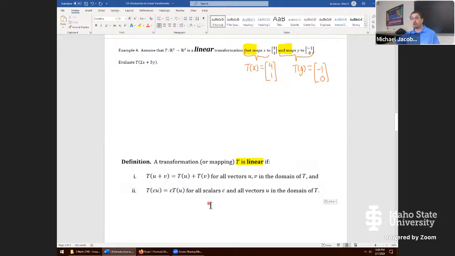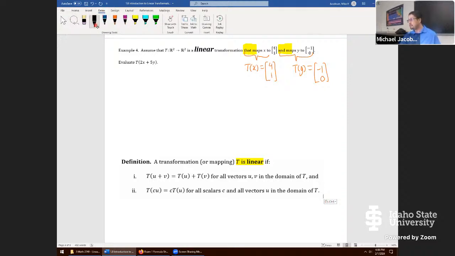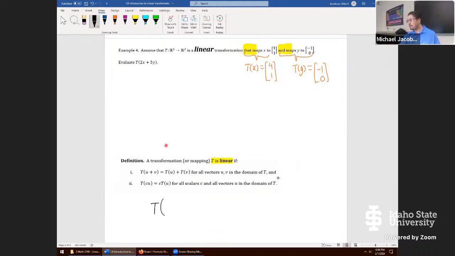Now these properties can combine. Our author would call it the principle of superposition. You can in fact just do this. You can take T of cU plus dV, so U and V would be the vectors, C and D would be the scalars, and just simply write C times T of U plus D times T of V. This is our author's principle of superposition that he calls it, but it's just using both properties simultaneously for linearity. If you like, you can abuse that and use that here. It's absolutely a correct approach.